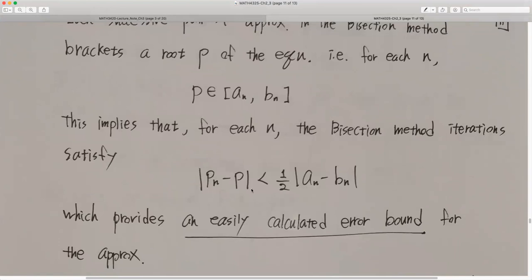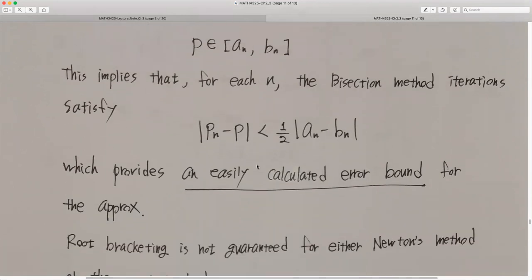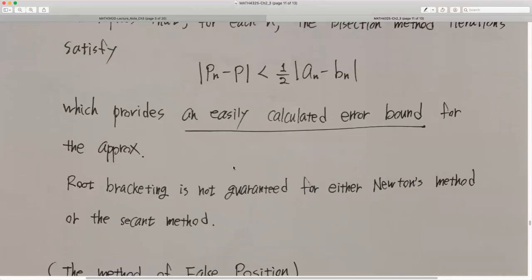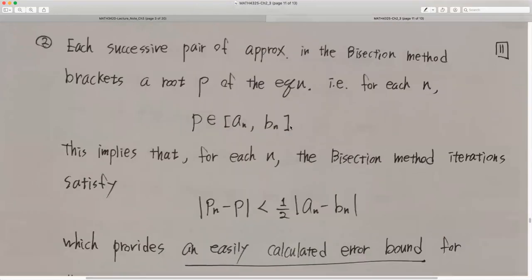This is the absolute error, right? This is bounded by half of |a_n - b_n|. So it's easy to calculate the absolute error, right? We can easily figure out how many iterations are required to get an approximation within a certain error, which provides an easily calculated error bound for the approximation. That kind of property is called root bracketing.